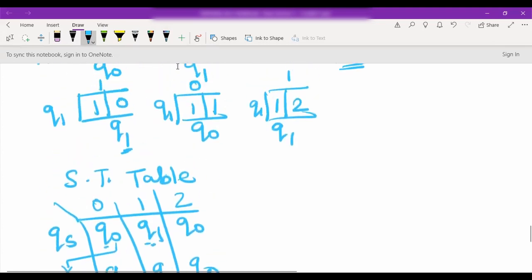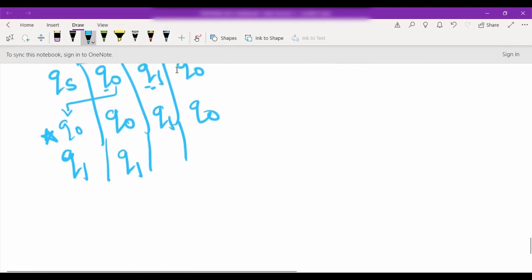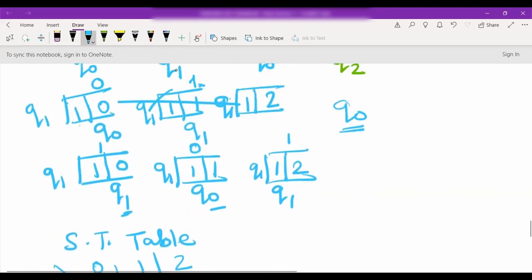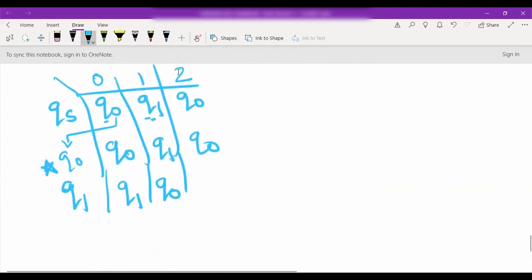Now Q1 with the next bit will make number 4. Number 4 is divisible by 2, leading to the resultant state Q0. Then the next bit is Q1 with 2, that is number 5. Number 5 is not divisible by 2, giving the remainder 1. So this is how we have generated the state transition table. Now we will draw the state transition diagram.